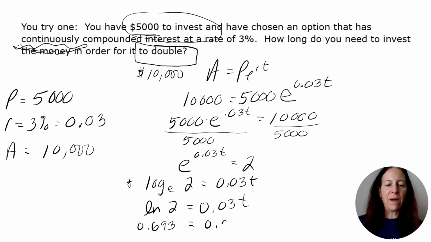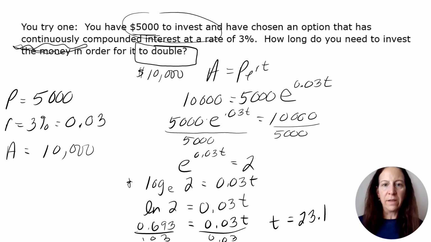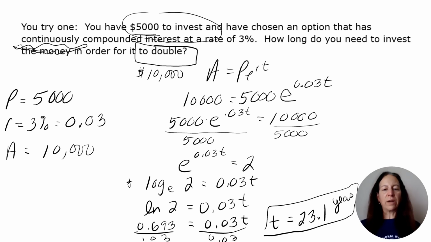And to get the t by itself, we will divide both sides by 0.03. And I get about 23.1 years. So that money is going to take about 23 years, a little bit more than 23 years to double.